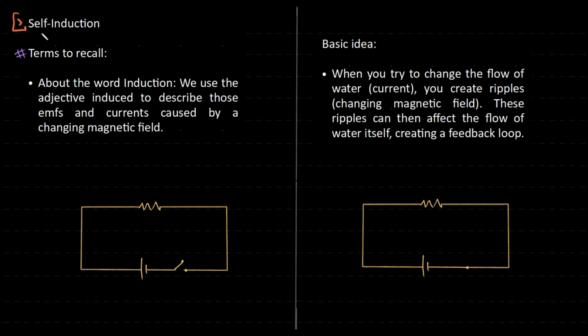We're looking at something called self-induction. So what does the word induce mean? We use the adjective induced to describe those EMF and current which are caused by a changing magnetic field. So whenever we change the magnetic field around a conductor, we have a voltage induced across it.